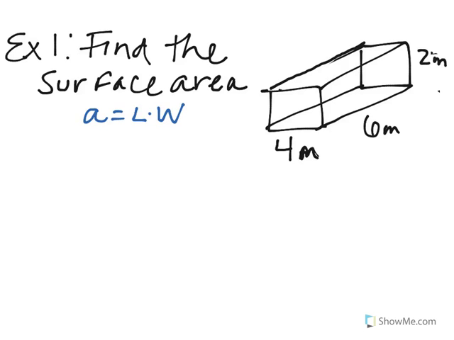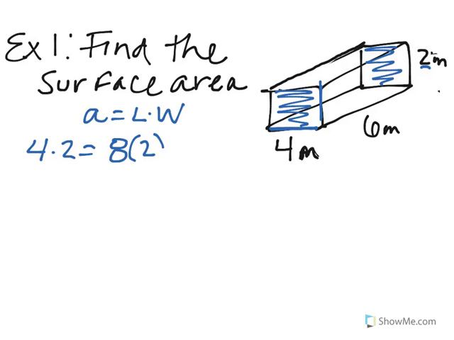Let's first find the area of the two bases, because these two bases are the exact same. For the area of the base, the length is going to be 4, and then the width is going to be 2, because I can see my 2 right here. The length times the width equals 8. Because there are 2 of them, I need to multiply my area of 8 by 2 to get both of my bases. So 8 times 2 so far is 16.